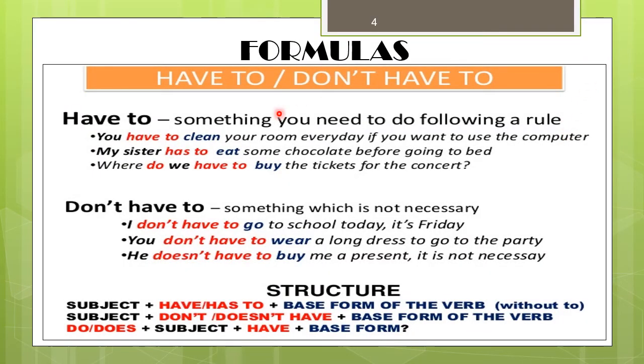Listen, I'm giving you important formulas for how to work with the auxiliary have to. Have to: what is this? Something you need to do following a rule. Remember that you are obligated and they are rules. They are not options. We have examples. You have to clean your room every day. My sister has to. Remember that for the third person singular it is has to. Where do we have to buy the tickets for the concert? We use the auxiliary do for questions.